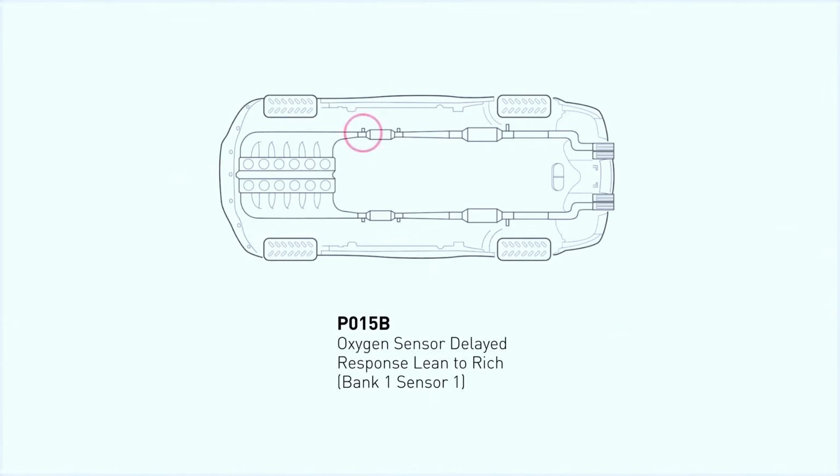The P015B code indicates that bank 1 sensor 1 of your oxygen sensors is experiencing a lean to rich delayed response issue. Lean means that there isn't enough fuel, while rich means that there's too much.